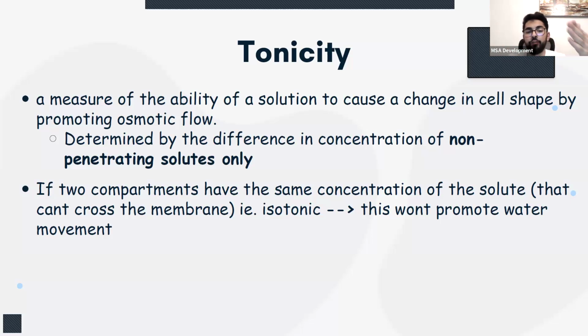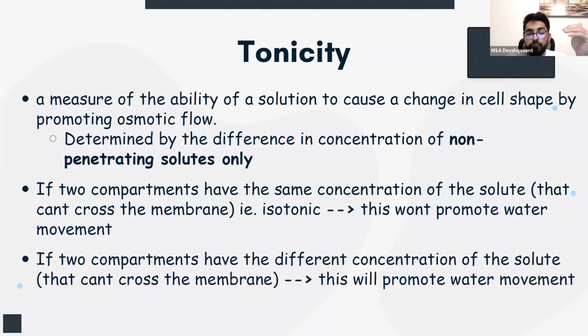So in that case, if you have two isotonic solutions, there's gonna be no water movement between them. They are equal, okay? They are in equilibrium. They are good with each other. What if you have two compartments that have different concentration of a certain solute? That is when you are going to have movement of water, okay?